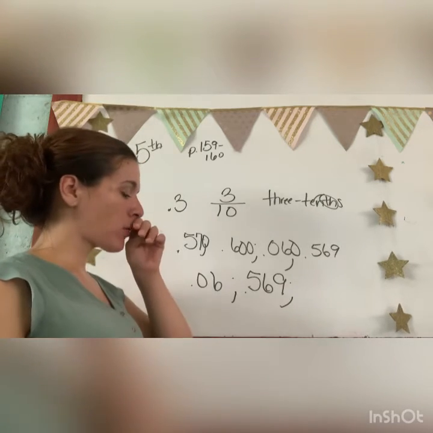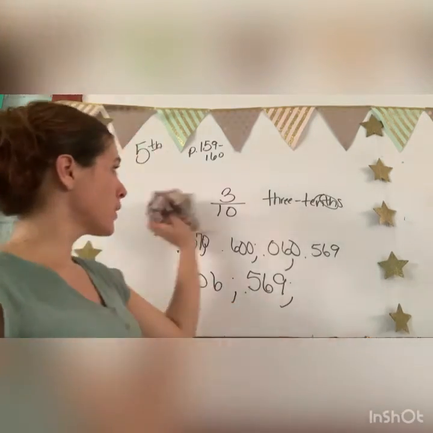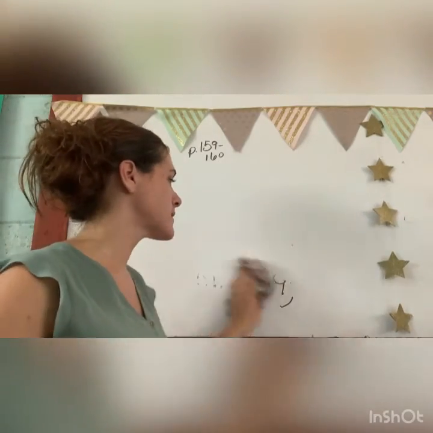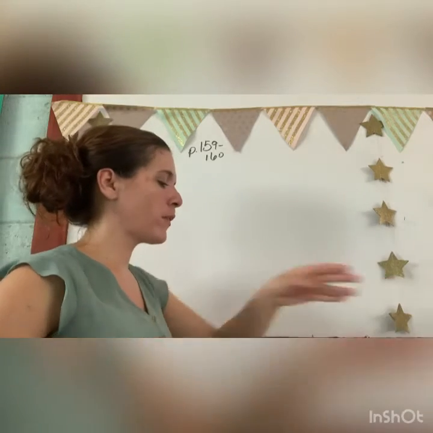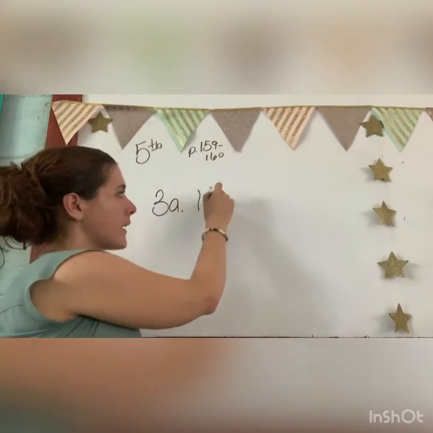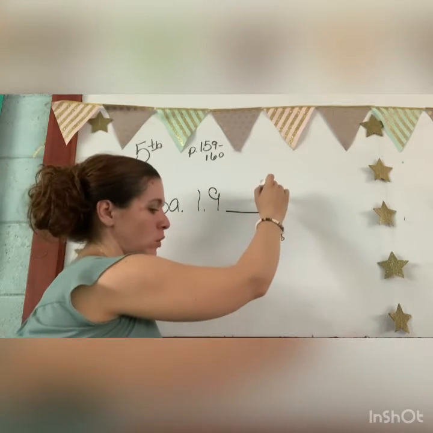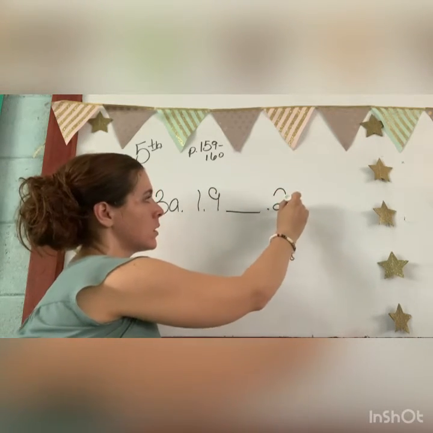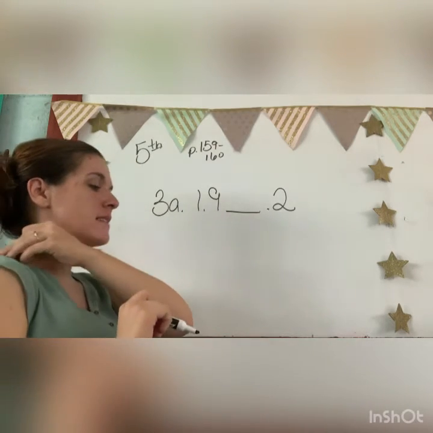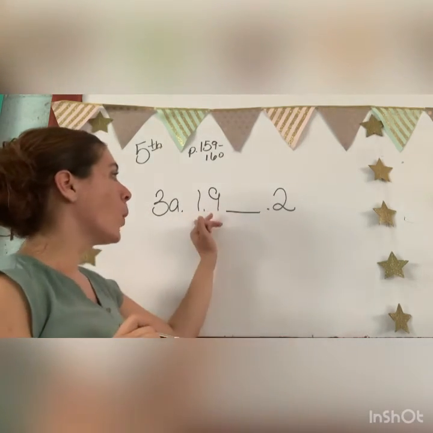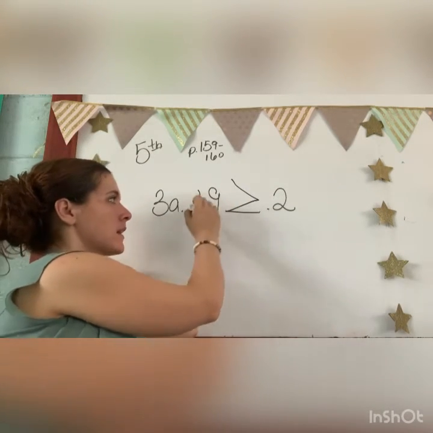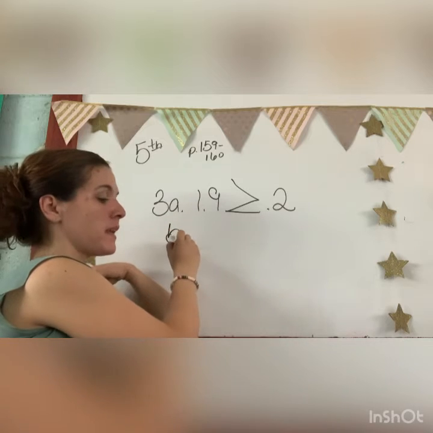Okay, let's look at number 3. Number 3, you also have to show me your procedimiento, your process, which means you need to show me where you put those zeros. Look at letter A. 1.9, is that greater than, less than, or equal to 0.2? Well, in this case, this one's a very easy one, right? Because 1.9 has to be bigger than 0.2. Because that's a 1 in something, but look at letter B.